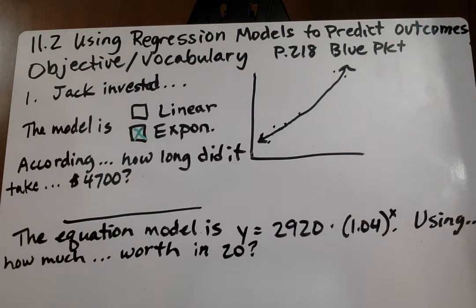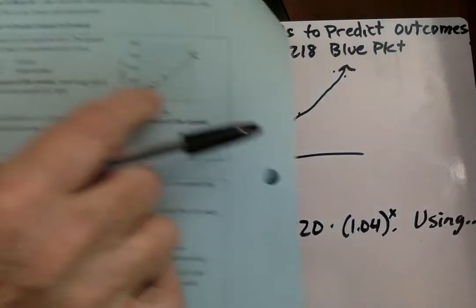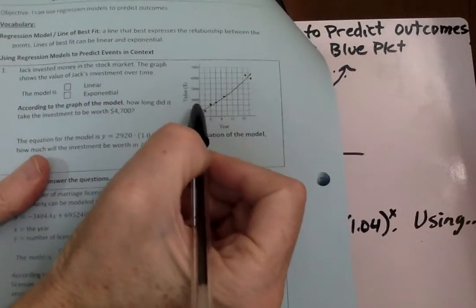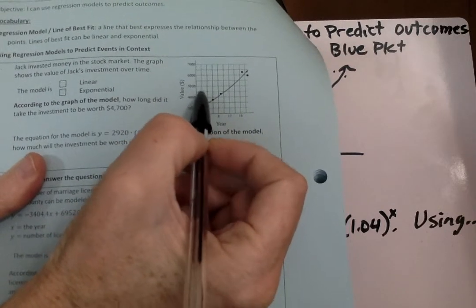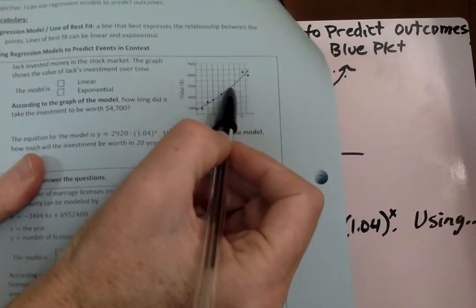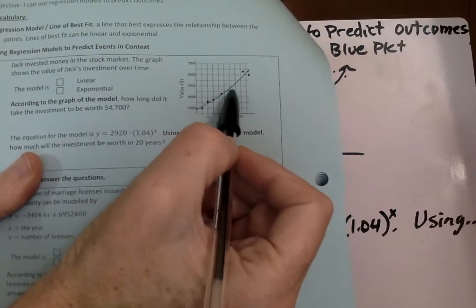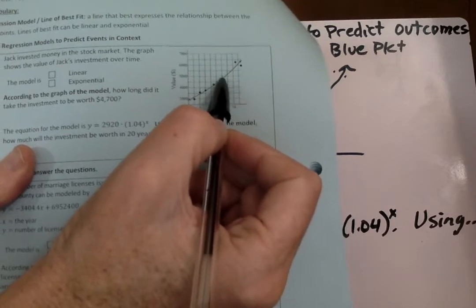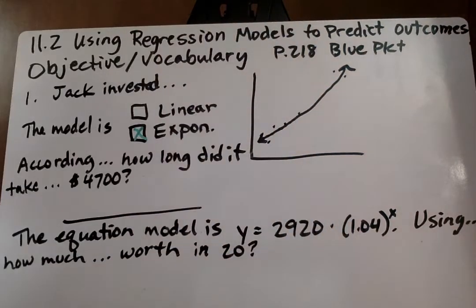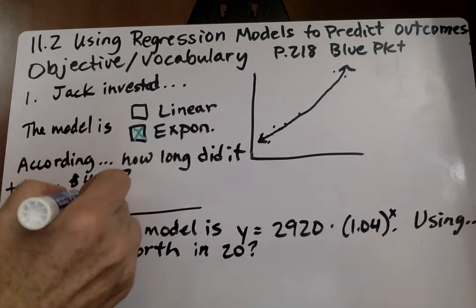According to the graph of the model, how long did it take the investment to be worth $4,700? Okay, we're going to look at the graph a little bit closer. We want to go to $4,700 and go over and see how long that was. $4,700, just above that, looks like it's about 12 years. So we put 12 years.